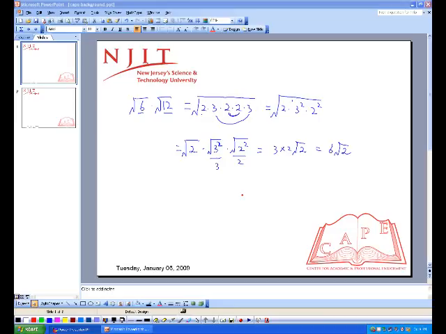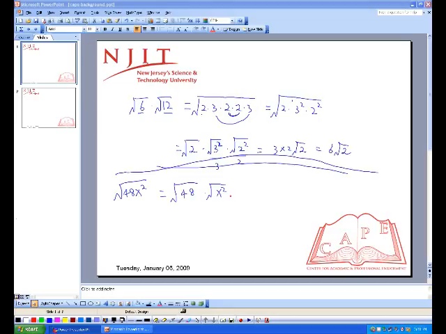Let's try another problem with letters, okay? With letters. So, square root of 48x squared, right? Maybe we should break it into two parts, one number and one letter part, okay? Now we can consider it as two problems. One problem is this 48, and the other problem is square root of x squared.